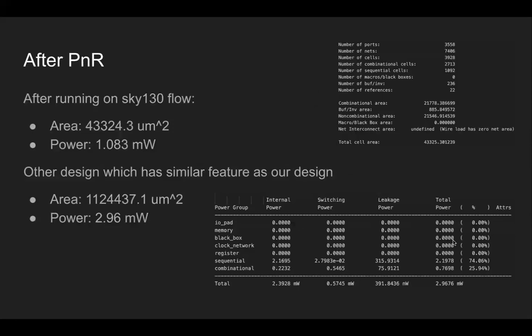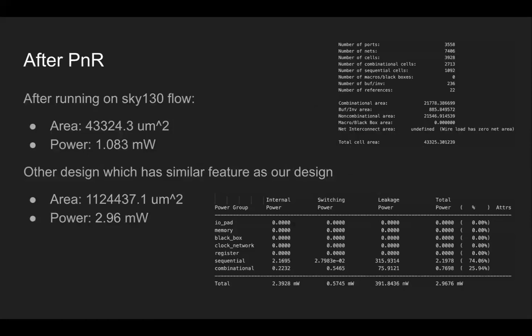So we ran our place and route on the Sky130 flow. This was running at a clock period of 30 nanoseconds. We got 40K square micrometers and power of 1.083 milliwatts.